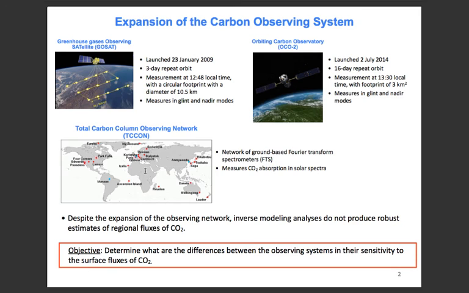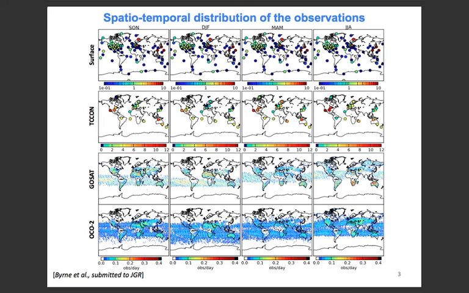Okay. Now, to give you a sense of what the spatial distribution of the observations looks like, the top panel here shows the data density from the surface network, aggregated for seasons, so SON is September, October, November, so fall, winter, spring, and summer. The data here come from the NOAA prototype ObsPack. And what you see is that the data are pretty concentrated in North America and to some extent in Europe, with fewer observations over the other parts of the globe.